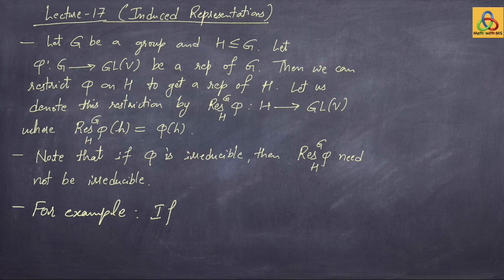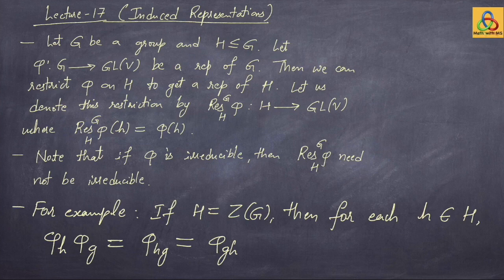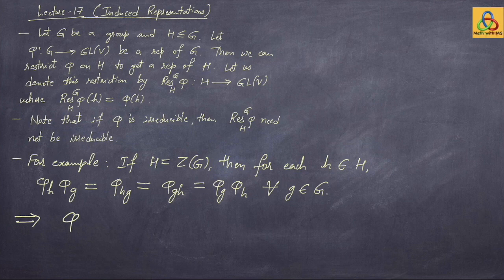If you take H to be the center of the group G, then for each little h in H, phi_h into phi_g is the same as phi_hg, but h is in the center, so that is the same as phi_gh, that is the same as phi_g into phi_h, for all g in the group G. That implies that phi_h is a morphism of the representation phi. So this implies that phi_h belongs to Hom_G(phi, phi) for all h in the subgroup H.